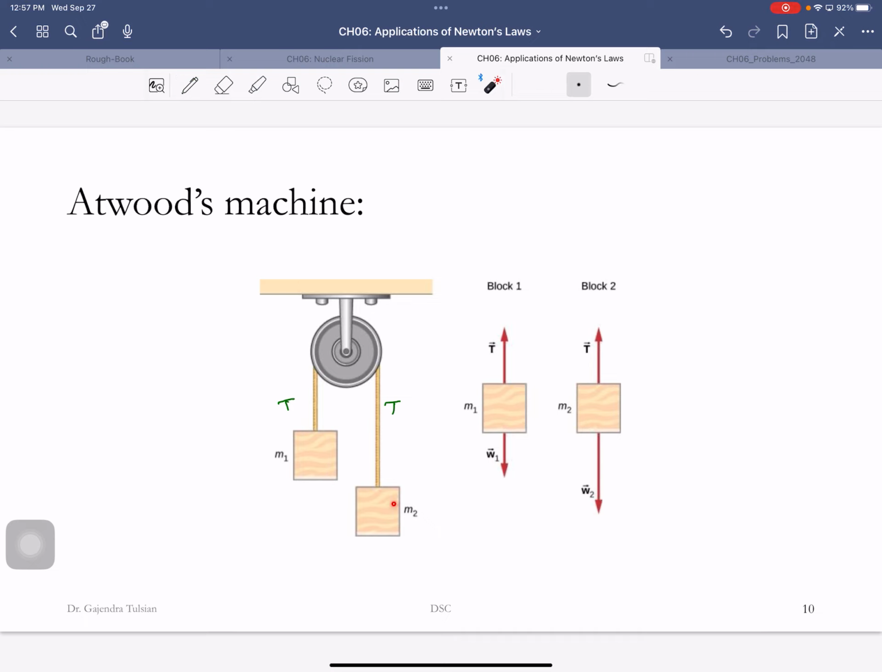Okay, so for now, let's say this guy is heavier, and so this guy will fall down. So the acceleration will be in this direction, and this guy, the acceleration will be in that direction. Those are the vectors. Of course, the magnitude of the acceleration will be the same, and we'll call it A. Now, here are two different objects. Again, you apply Newton's laws to both the objects independently. So for this guy, there's the tension, and there's m1g. This is m2g, and tension in that direction.